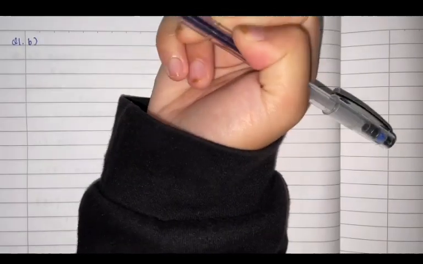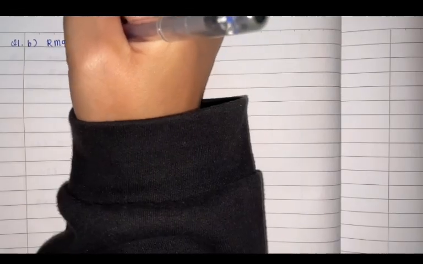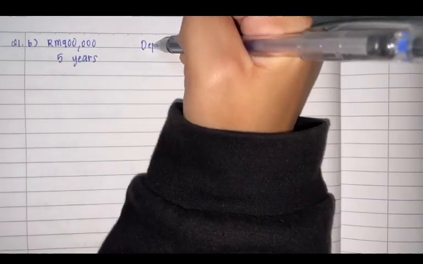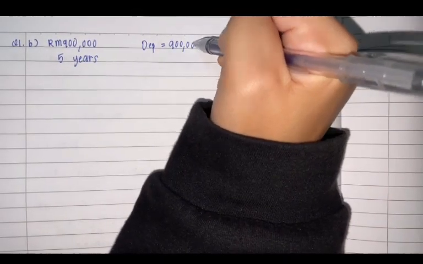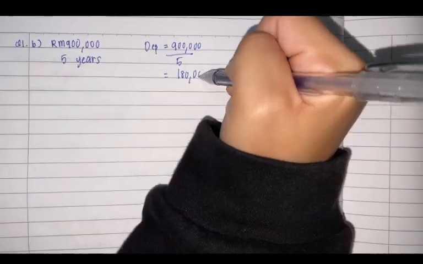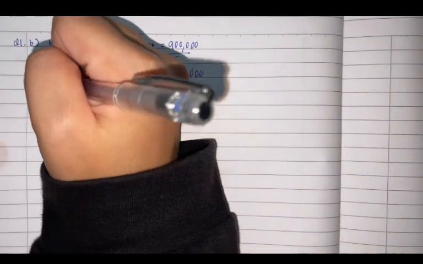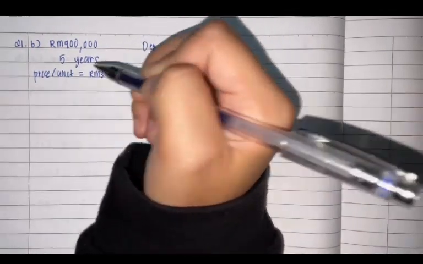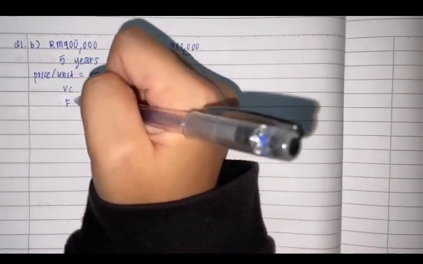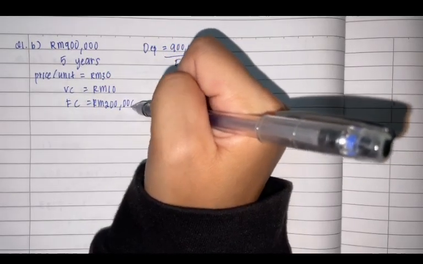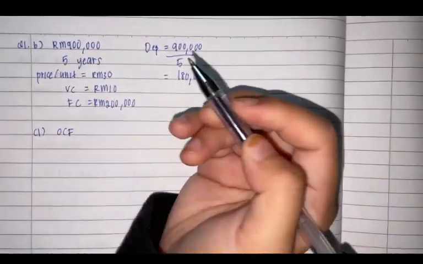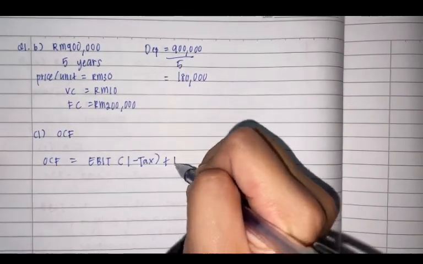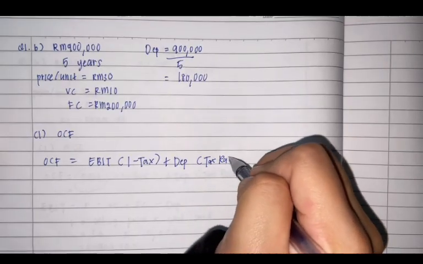Question 1B, to calculate OCF and NPV. The case study is Toyota's investment in a hybrid car manufacturing line. Toyota Motor Corporation considers setting up a new hybrid car production line in Malaysia to meet growing demand in Southeast Asia. The initial investment is 900,000 ringgit, evaluated over a 5-year horizon using straight line depreciation. The selling price per unit equals 30 ringgit, the VC per unit equals 10 ringgit, and the fixed cost equals 200,000 ringgit. To calculate operating cash flow, OCF, the formula is OCF equals EBIT multiplied by 1 minus tax rate, plus depreciation.